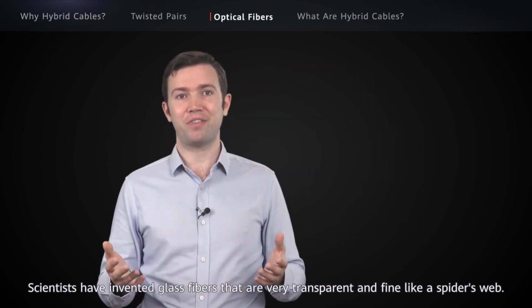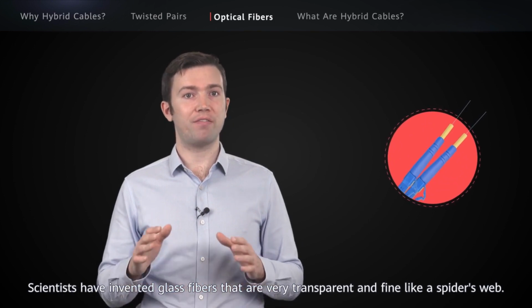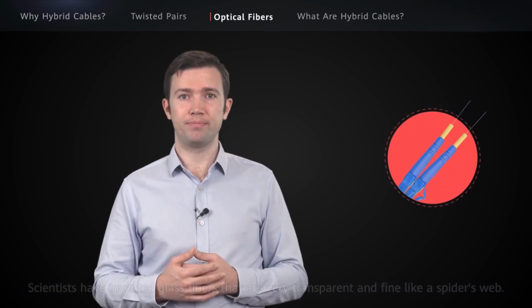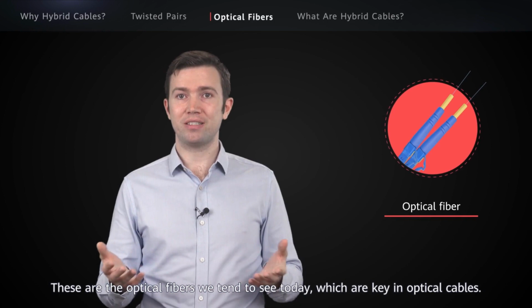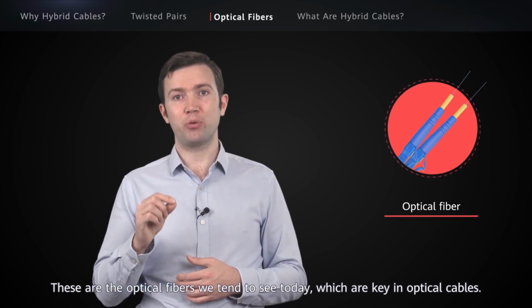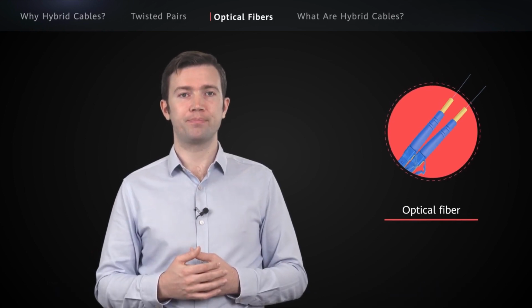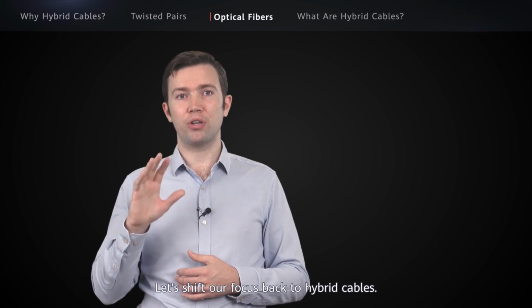Scientists have invented glass fibres that are very transparent and fine, like a spider's web. These are the optical fibres we tend to see today, which are key to optical cables. Now, we've seen some background information on twisted pairs and optical fibres. Let's shift our focus back to hybrid cables.